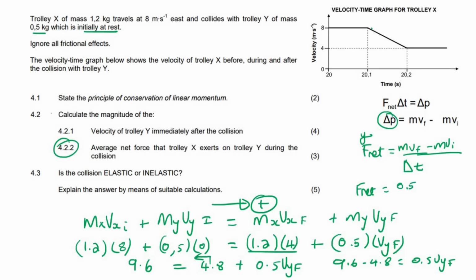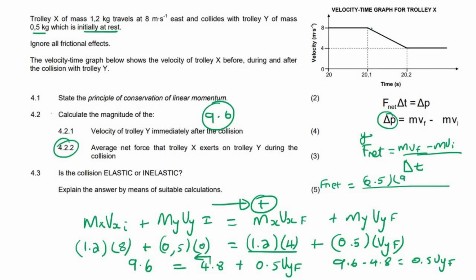So the mass of trolley Y is 0.5. Okay, I'm going to run out of space here. So it's 0.5. What is the final velocity of trolley Y? We got it as, where did we write it? I think we got 9.6. Yeah. Yes, 9.6.